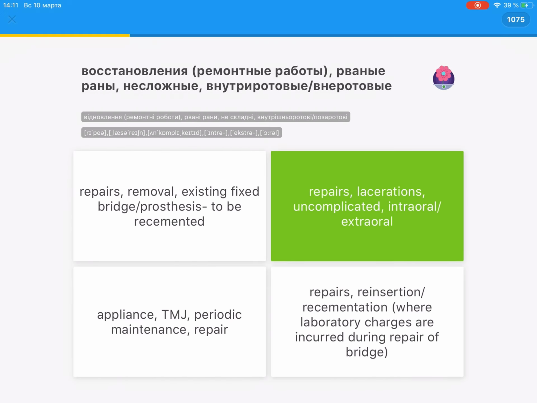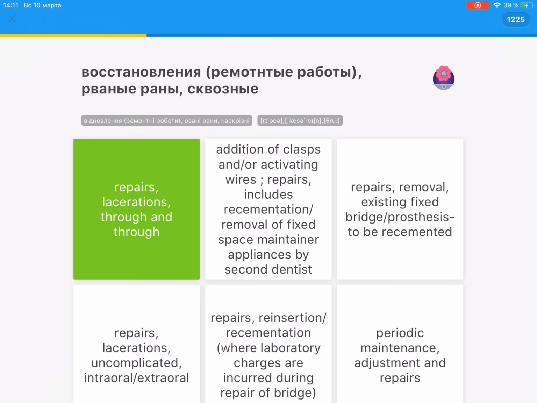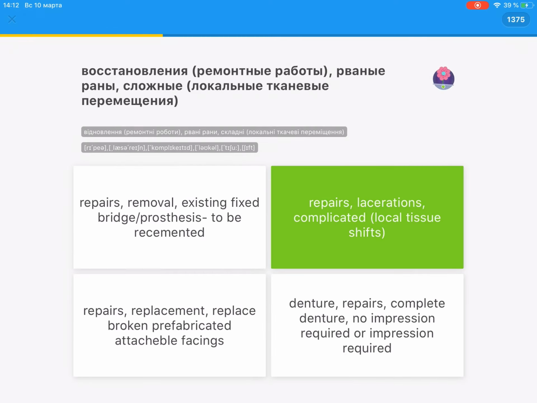Repairs, lacerations, uncomplicated, intraoral, extraoral. Repairs, lacerations, through and through. Repairs, lacerations, complicated, local tissue shifts.